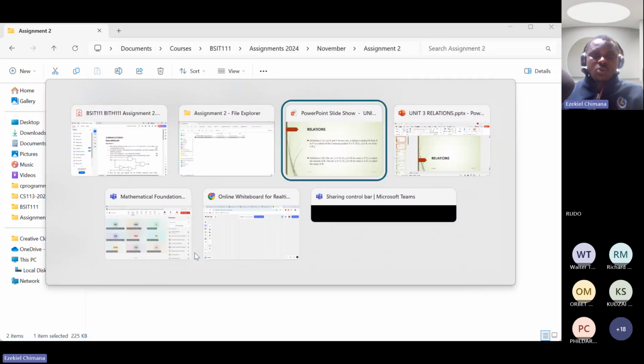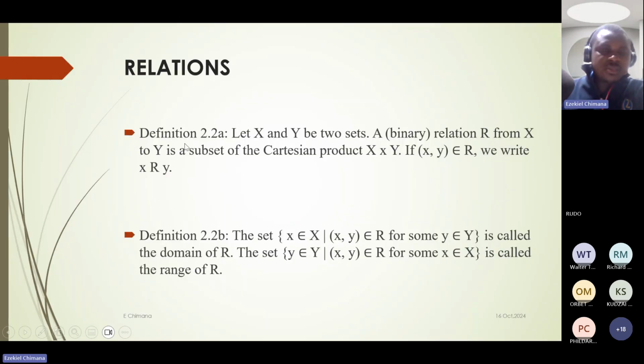Okay, so let's look at these relations. Let X and Y be two sets. A binary relation R from X to Y is a subset of the Cartesian product X cross Y. If (x, y) is an element of R, we write x is related to y, or x R y.